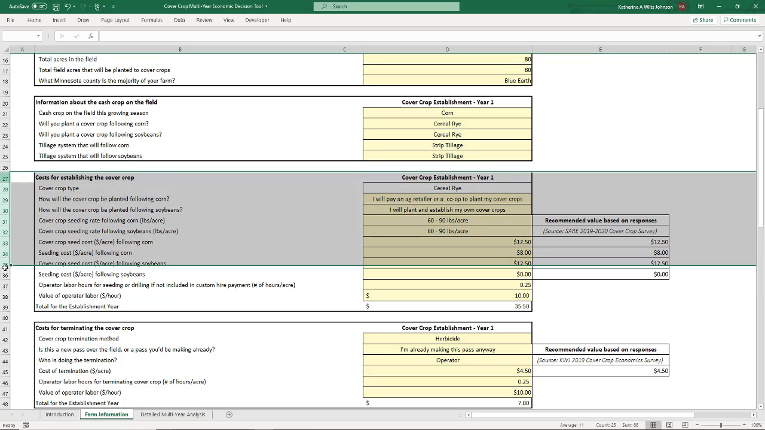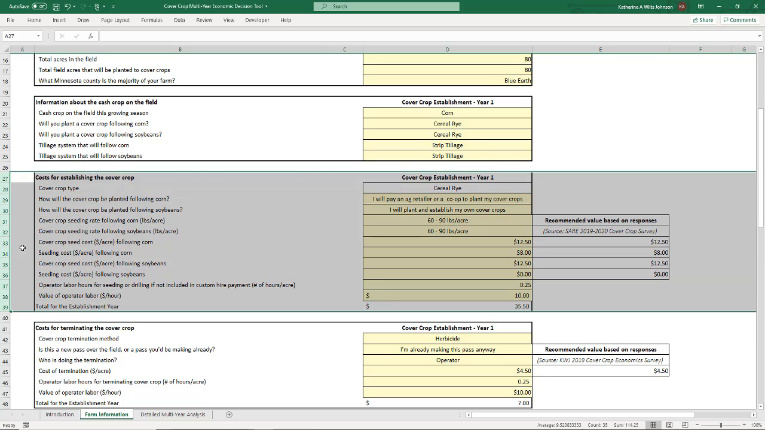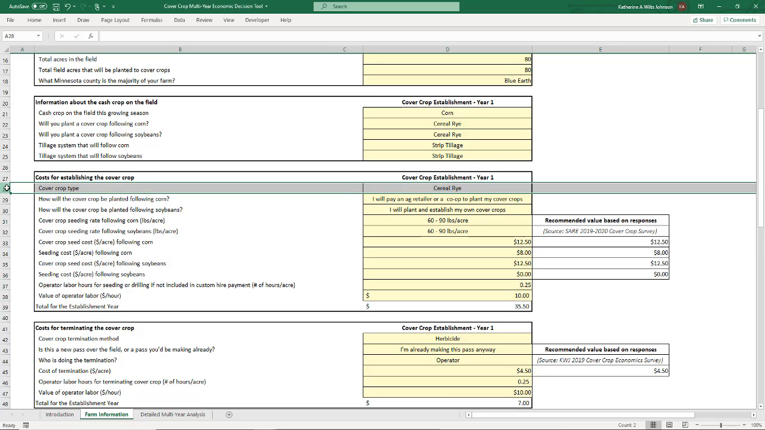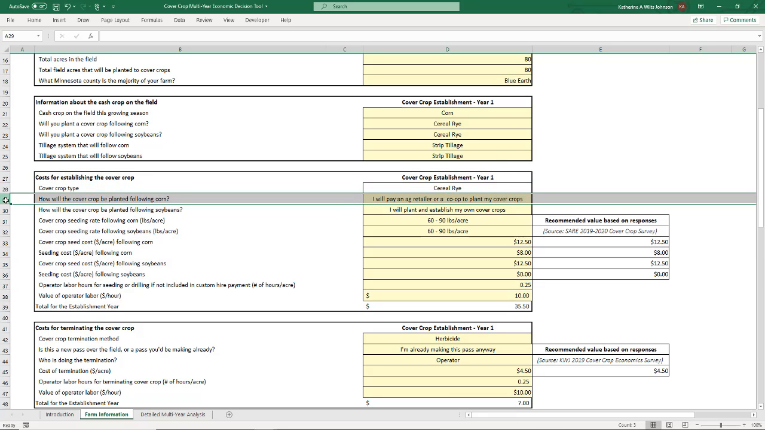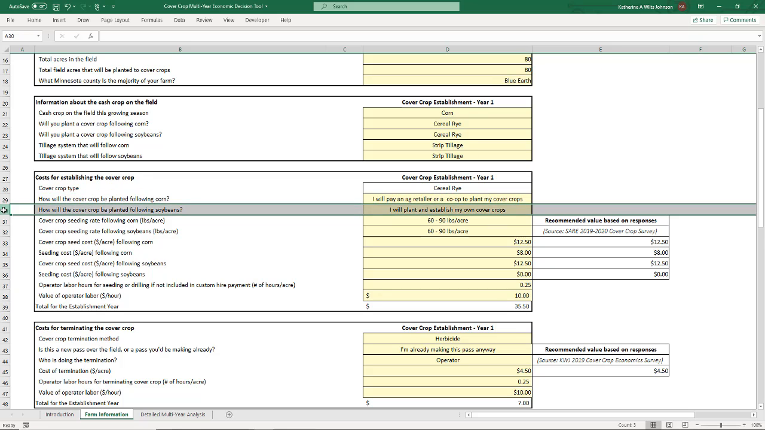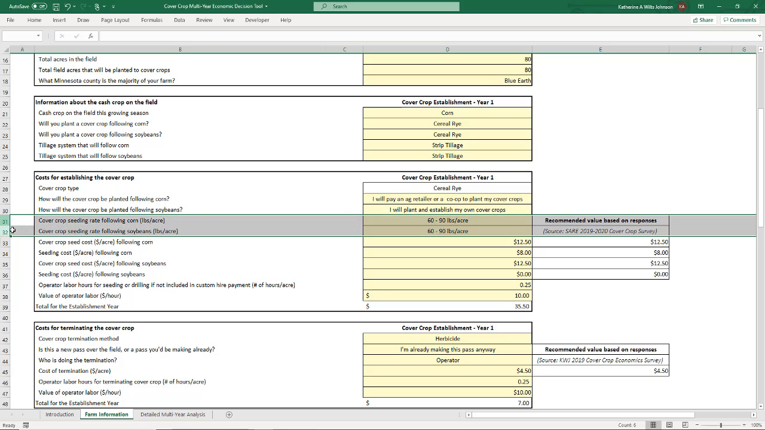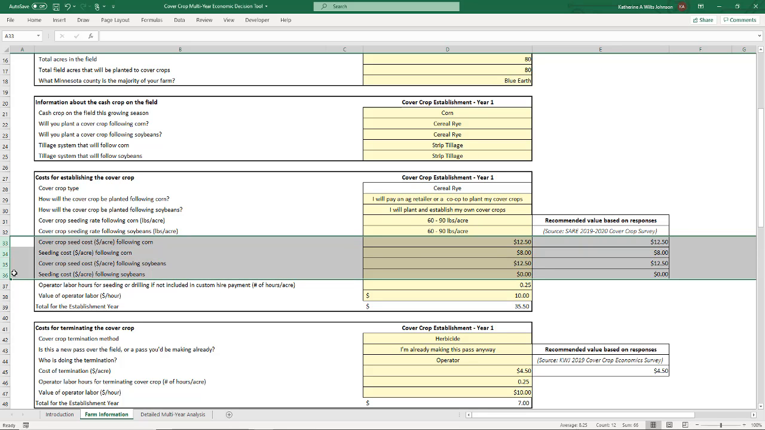Now, looking down into the costs for establishing the cover crop. Again, they're planning on planting cereal rye. And following corn, their plan is to pay an ag retailer or a co-op to plant the cover crop. However, following soybeans, they're going to plant and establish their own cover crop. The rate that they're planning on cereal rye to be planted following both corn and soybeans is 60 to 90 pounds per acre. So here are the costs behind establishing the cover crops based on their plan so far.